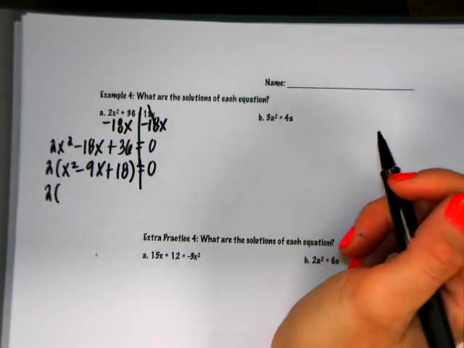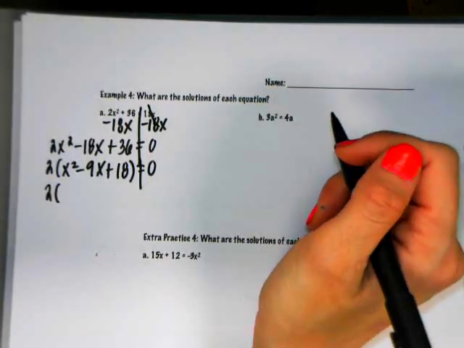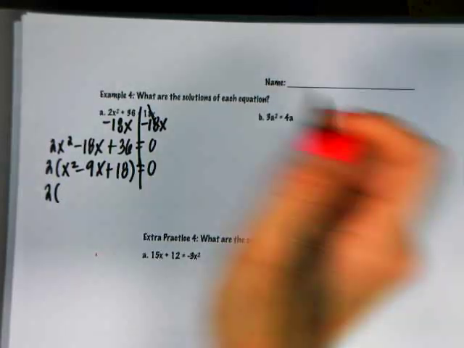See what adds to negative 9 and multiplies to a positive 18? Yep, negative 6 and negative 3.